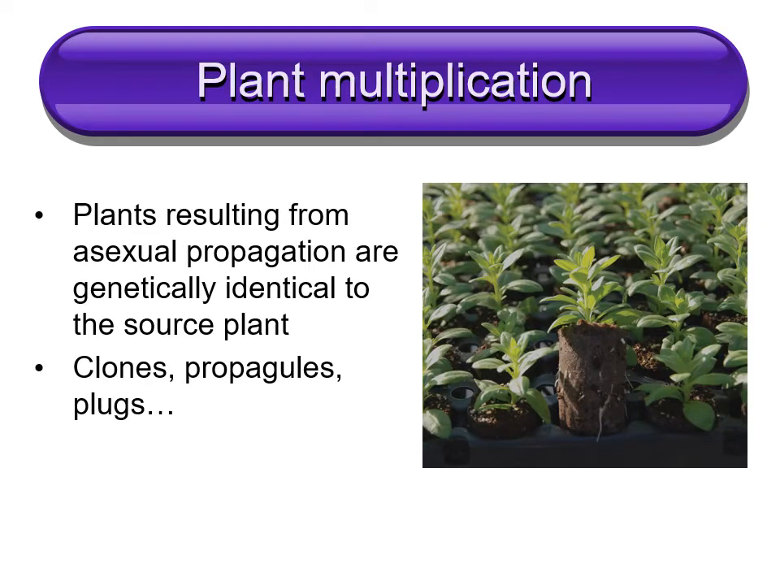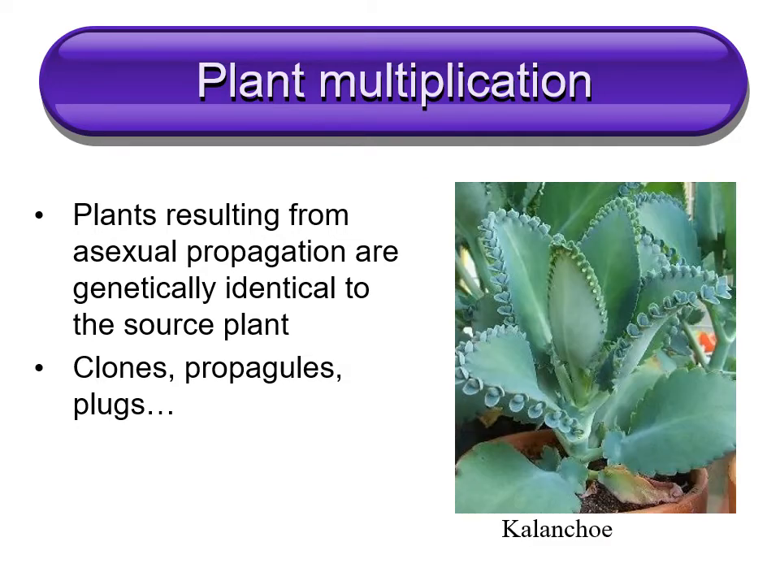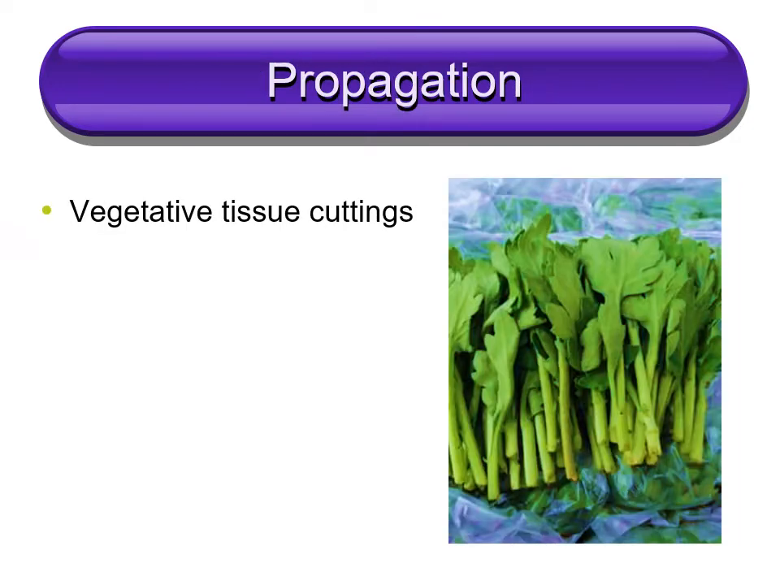The plants that result are genetically clones, essentially. Sometimes you can get variation happening depending on how much stress the plant goes through in the propagation process. But generally, the terms would be clones, propagules, plugs, any kind of young juvenile plant, the result of taking cuttings and rooting them out. Kalanchoe, some fun ones with little propagules on the ends of the leaves.